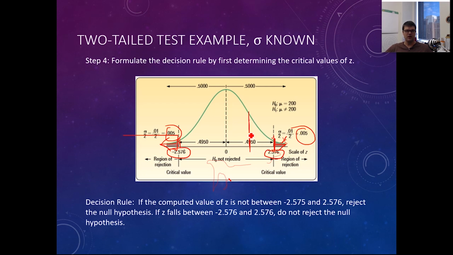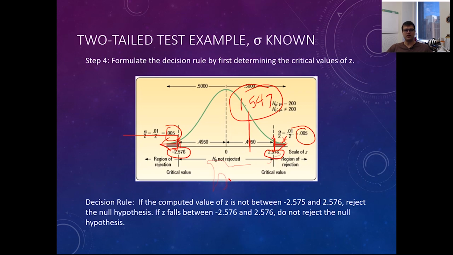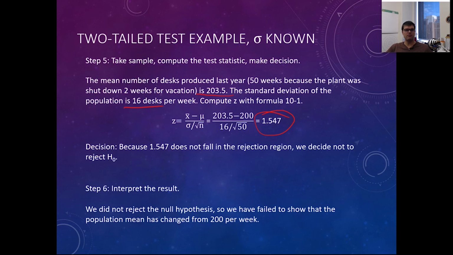So the question is, is 1.547 more extreme than this critical value or less extreme? The answer is it is less extreme than that critical value, and because of that, we fail to reject the null hypothesis, and we conclude that they're not different. The new production methods do not actually cause a significant difference.